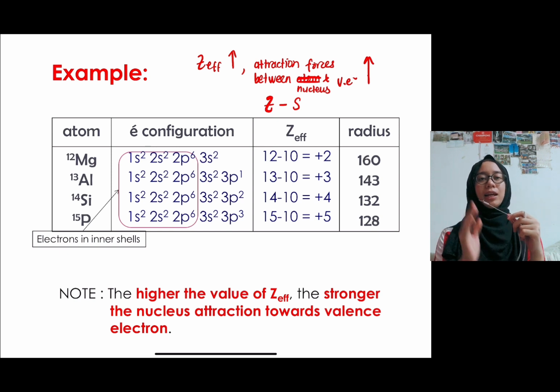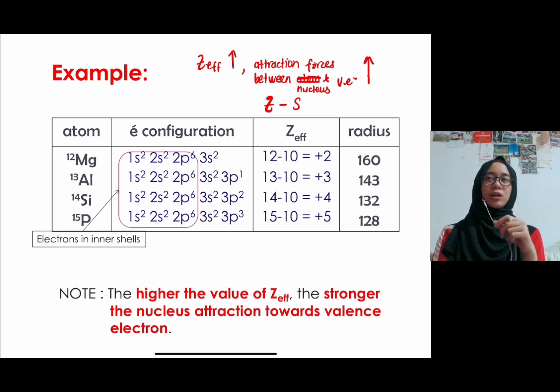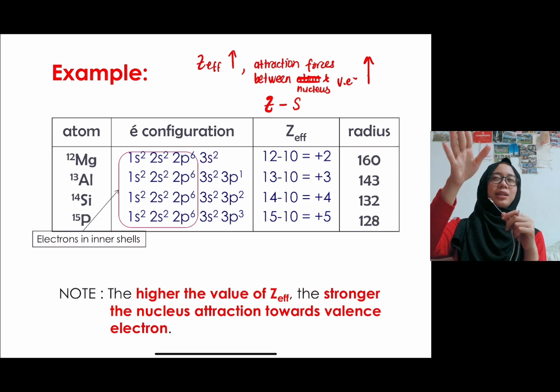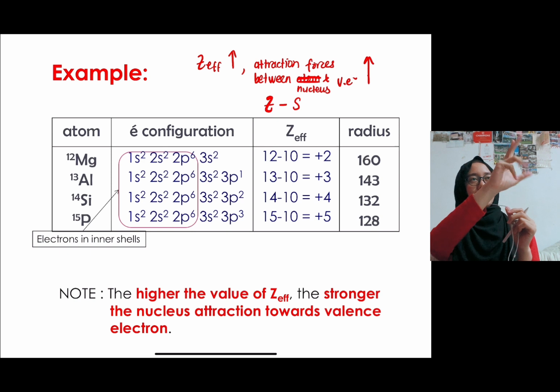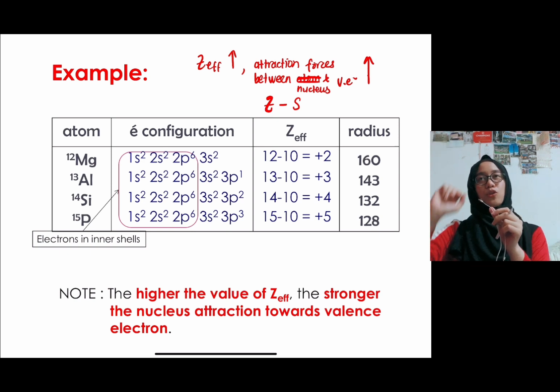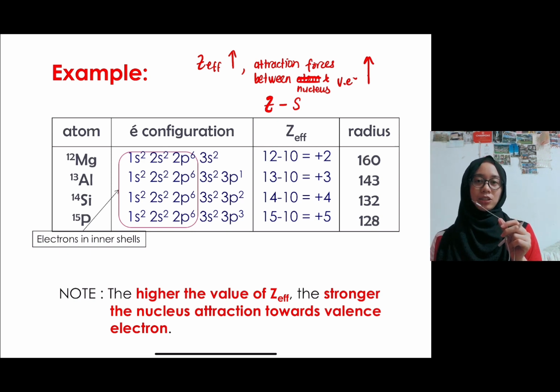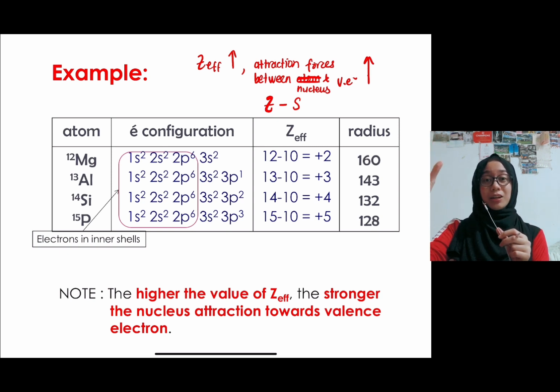So sebenarnya ZEF ni dia macam kalau kamu bagi rating lah dekat rupa paras seseorang. Okay, so let's say Miss bagi contoh lelaki lah kan. So lelaki ni kalau rate handsome dia mungkin 3 bintang je. Kalau yang lelaki seorang ni 5 bintang. Kalau yang seorang ni lagi 7 bintang. Kalau seorang lagi ni 10 bintang. So kamu rasa siapa yang attraction forces dia yang paling kuat? Of course yang rupa paras dia yang 10 bintang tu tadi.